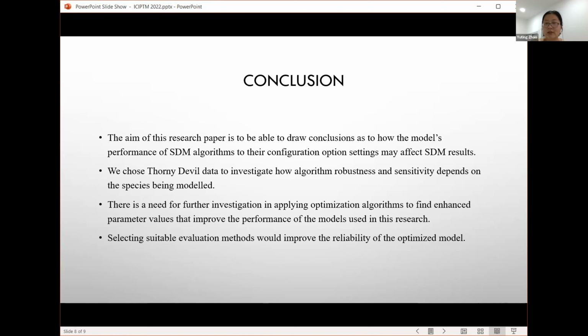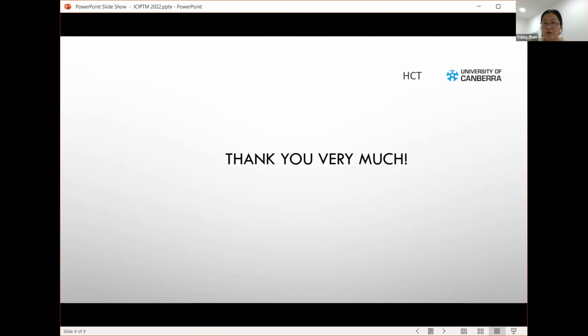And also, as we said, selecting a suitable evaluation method would improve the reliability when we optimize our models. That's all for my research topics. Thank you very much.